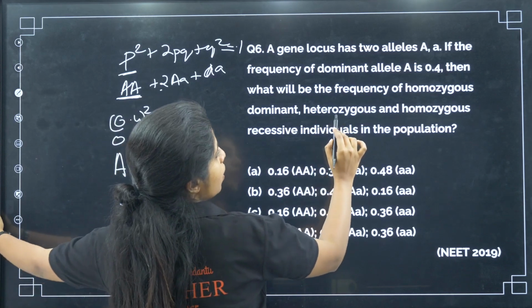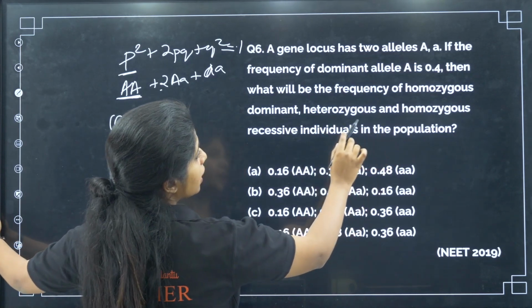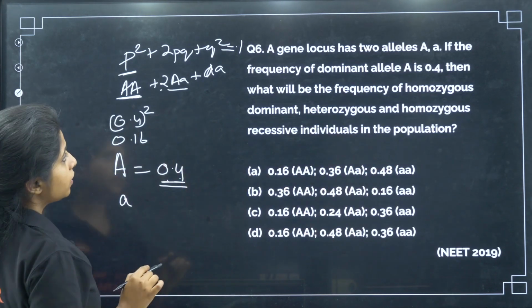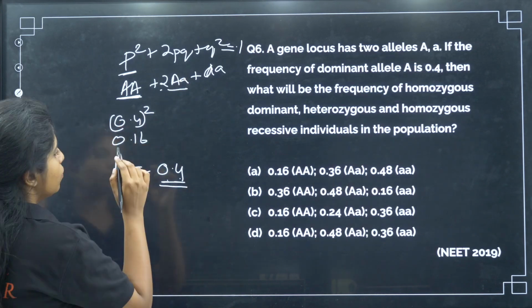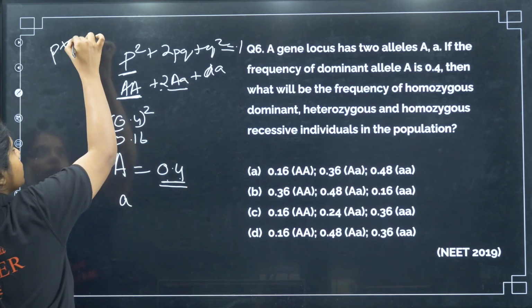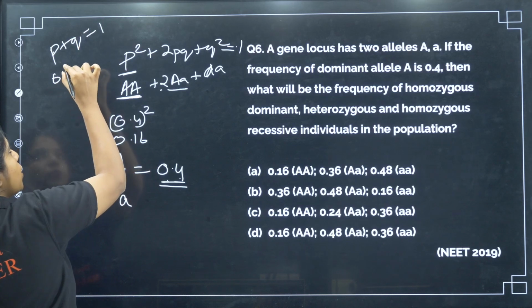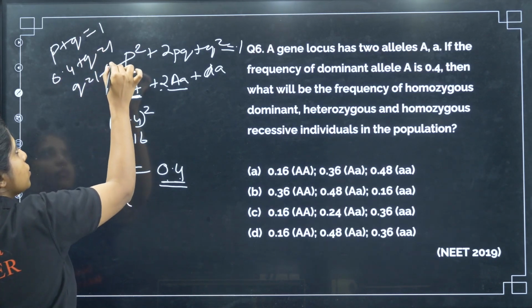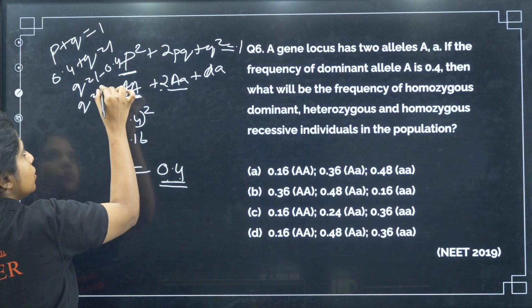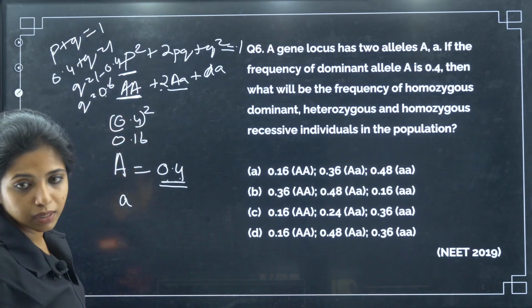Now what? You want the frequency of heterozygous. For that you have to find A also, and small a also. How do you find that? If you know P, you can find it like this. P plus Q is equal to 1. P is 0.4. Then P plus Q equals 1, so Q will be 1 minus 0.4. Q will be 0.6.